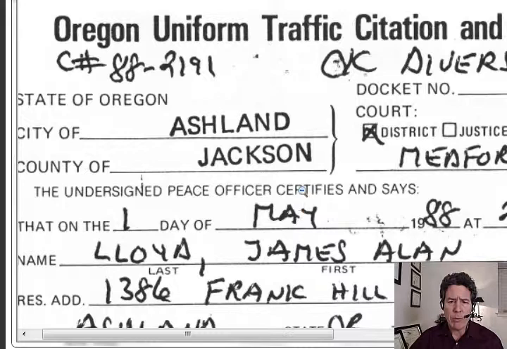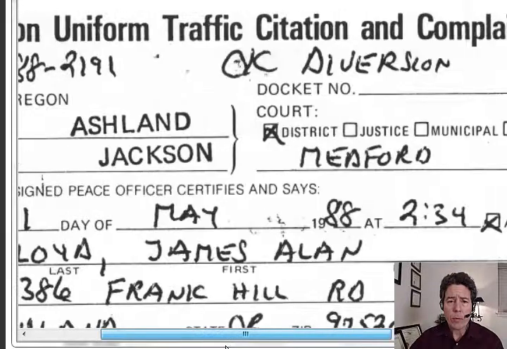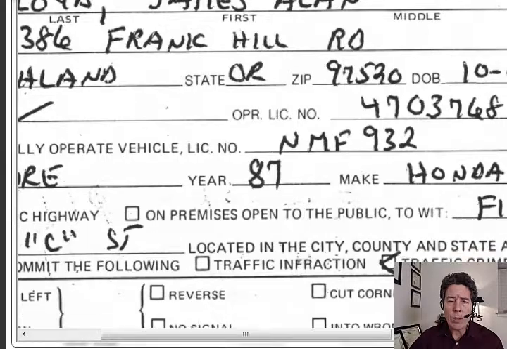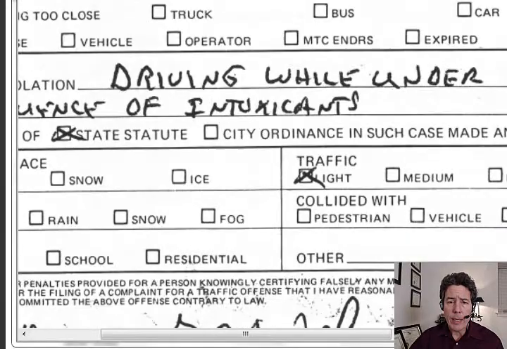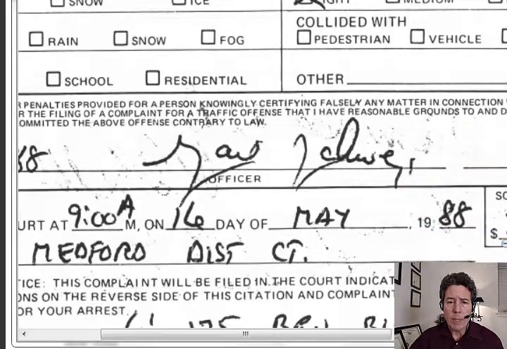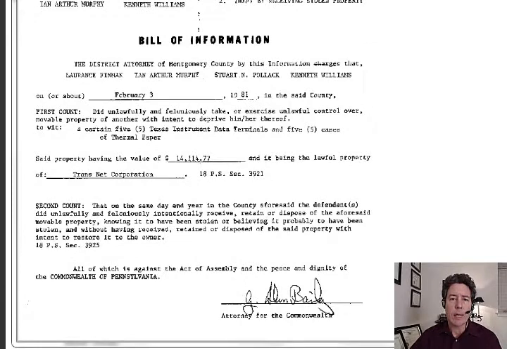This looks like it was written out in the field by a police officer. It says docket number, court district. So if they ask for an arrest record, this is a traffic crime and there was an officer here. So this would be the arrest record. They always want to know the arrest records. So that's an example of an arrest record.